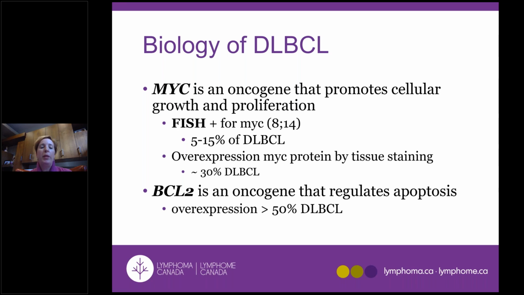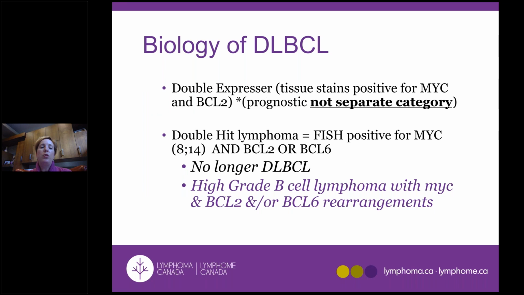That is a little bit more common than seeing the FISH positive because there's multiple ways the protein can be overexpressed. BCL2 is another oncogene. This one regulates cell death. So apoptosis is just a fancy word for cell death, and it's fairly commonly overexpressed. The issue with these two is when they come together. So if they come together with tissue stains positive, then that is something that we know is prognostic. Patients do not do as well, although not to a degree that we modify initial therapy, and they are still included as a diffuse large B-cell lymphoma.